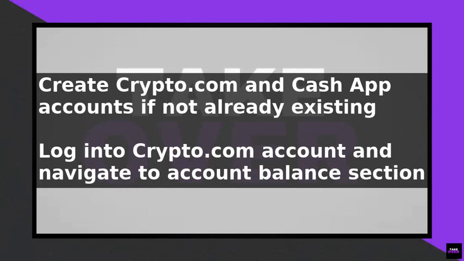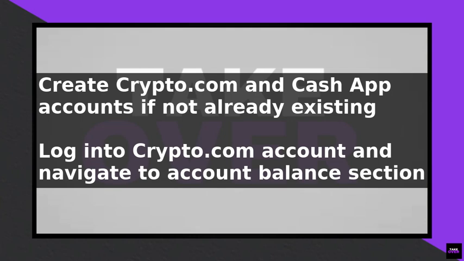To transfer money from Crypto.com to Cash App, you will need to follow a series of steps. First, you need to have a Crypto.com account and a Cash App account. If you do not have these accounts, you will need to create them.